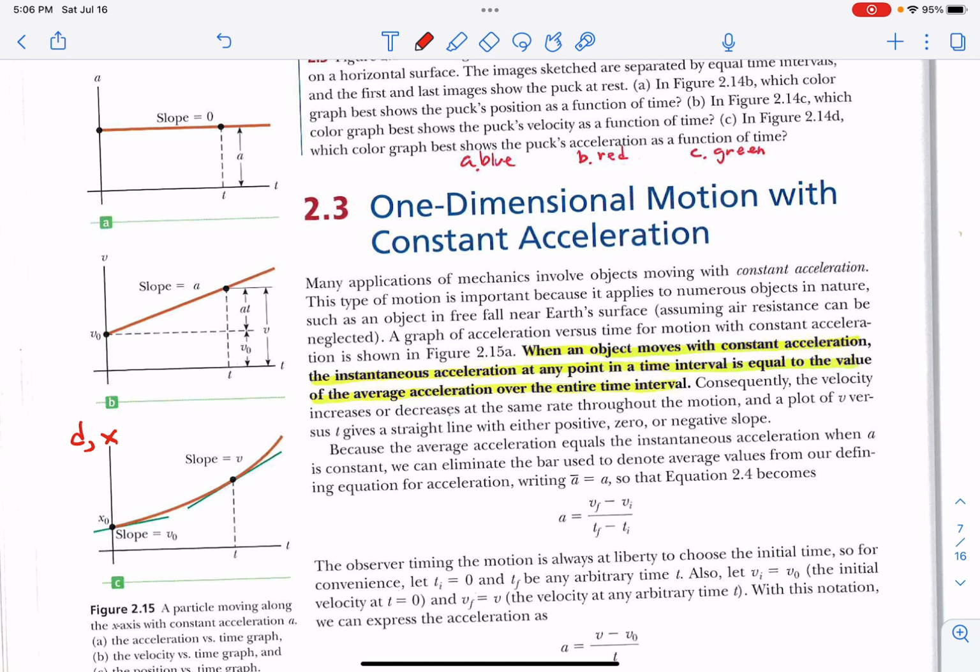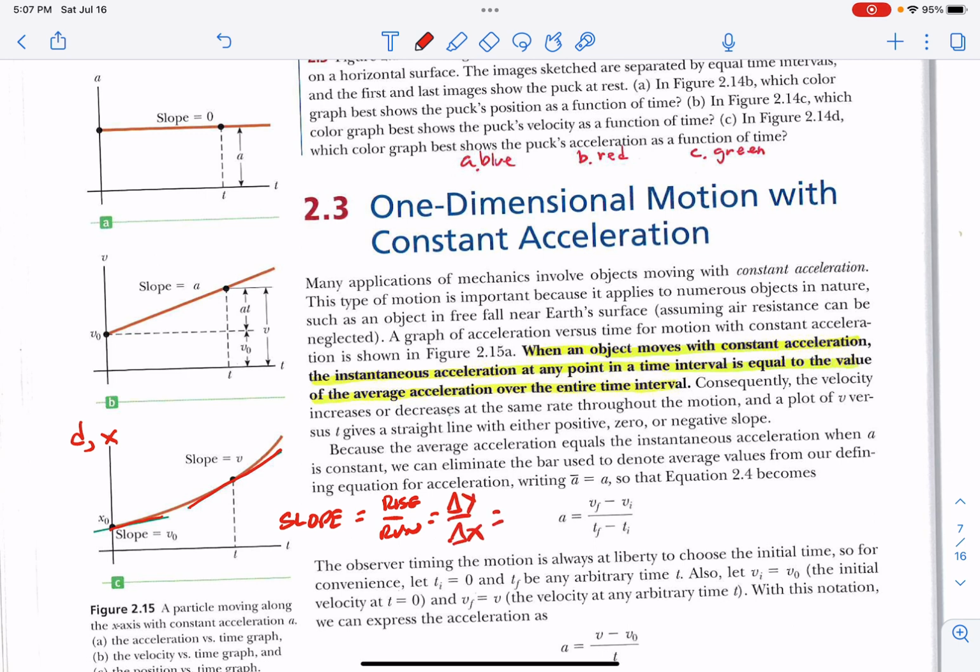What you can see here is that in this displacement versus time graph, we have a slope that starts off rise over run. It's inclined a little bit, but this line right here is inclined a lot more. So what does the slope mean? Again, slope is rise over run, which is the change in y divided by the change in x.